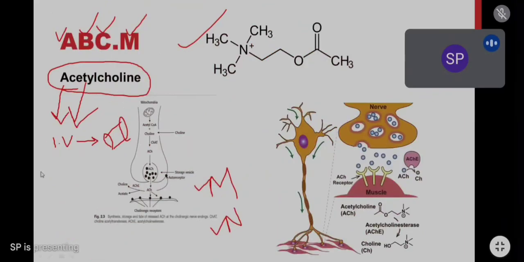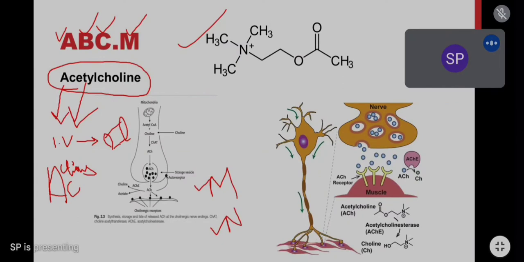Actually, acetylcholine is not clinically used. First of all, acetylcholine has unspecific actions. Acetylcholine is immediately metabolized by the pseudocholinesterase enzyme. Because of these two reasons, it is not used clinically. If acetylcholine is given IV sometimes, it will show the actions I just told you.